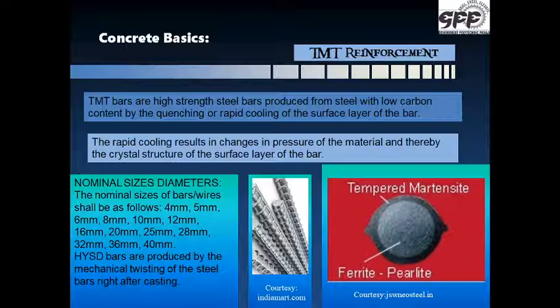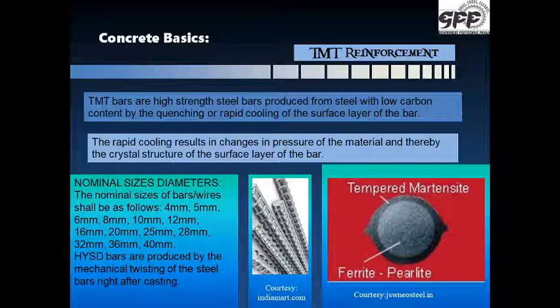This was a big problem for the engineers and for the construction industry. This led to the development of TMT bars. TMT bars are high strength steel bars produced from steel with low carbon content by quenching. Quenching means rapid cooling of the surface layer of the bar.